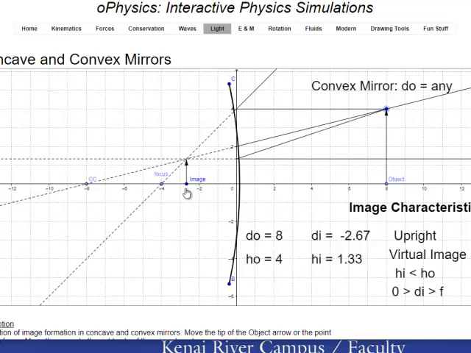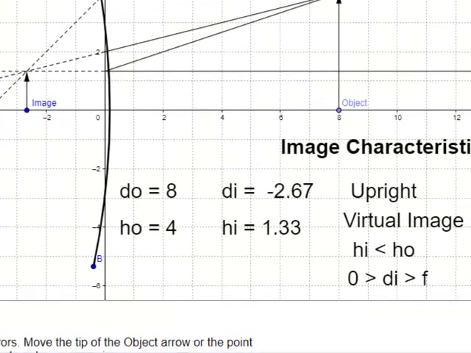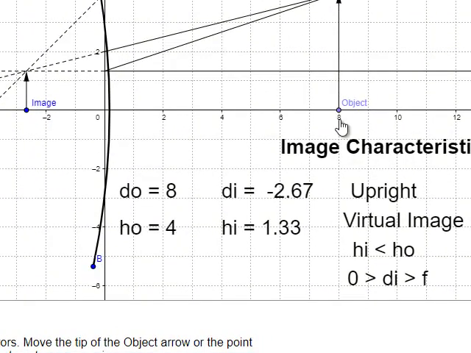So I'm going to have 1 over negative 4 minus 1 over 8, and that apparently is 1 over negative 2.67. We get a virtual image because it cannot be projected, and it is upright. And again, if you look at it, it all makes sense. You see the principal rays, you see the mirror equation, respectively, thin lens equation at work.